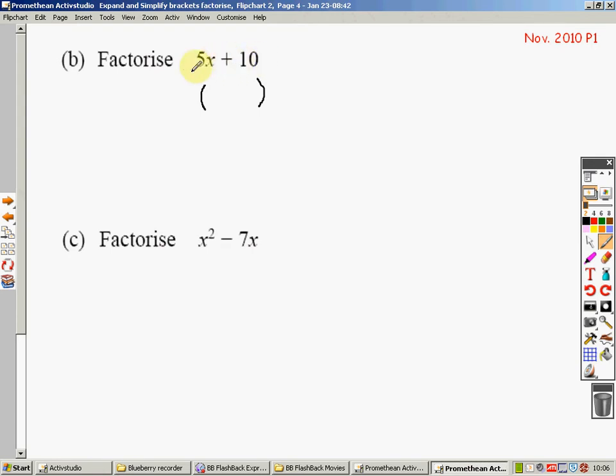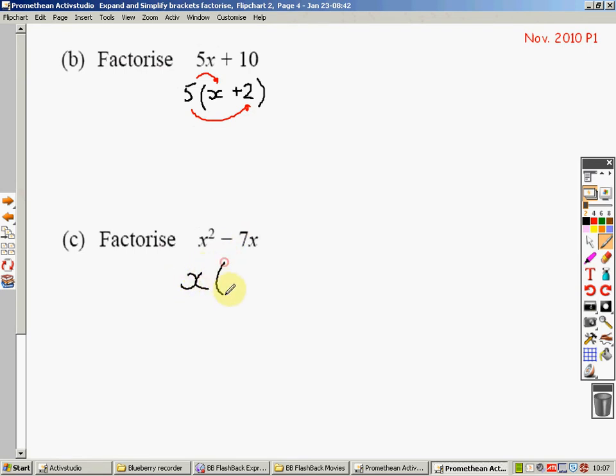Common to both, there's no letter in both, so it must be a number. Start with my 5 times table, 5, 10, I'm there straight away, so 5 outside. Then I've got to do my little timesings. 5 times x gives me 5x, 5 times what gives me 10, it's 2, and it was positive. Question done.